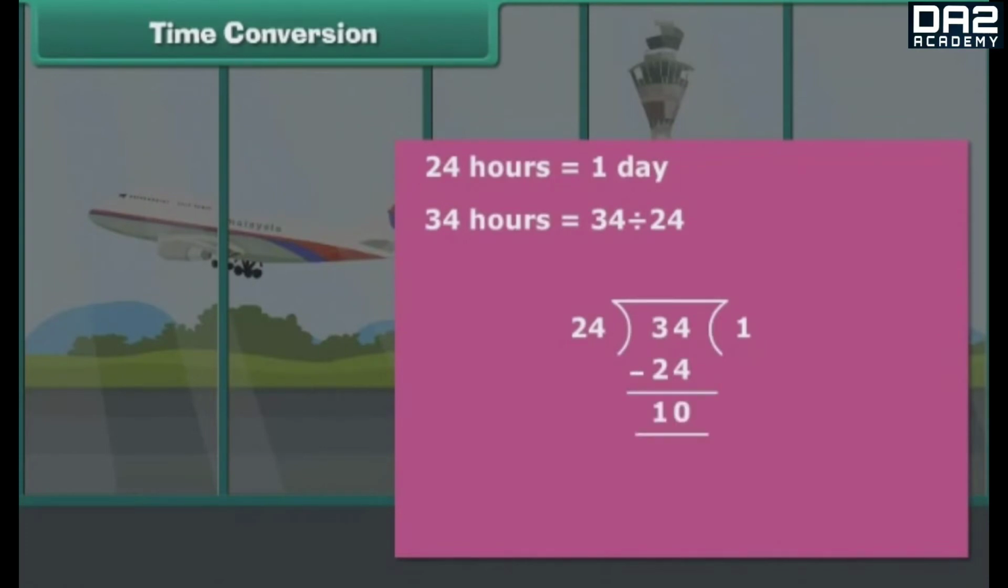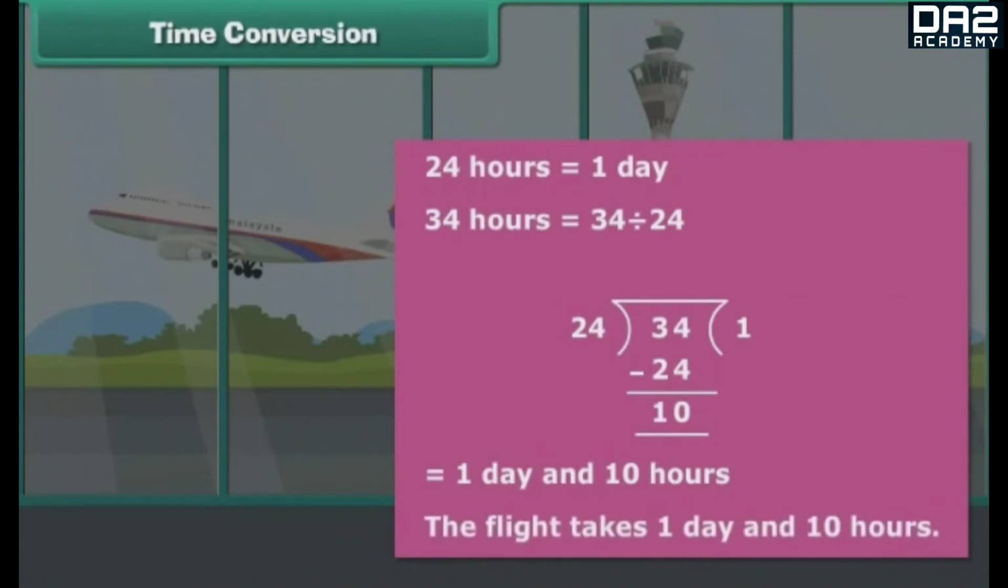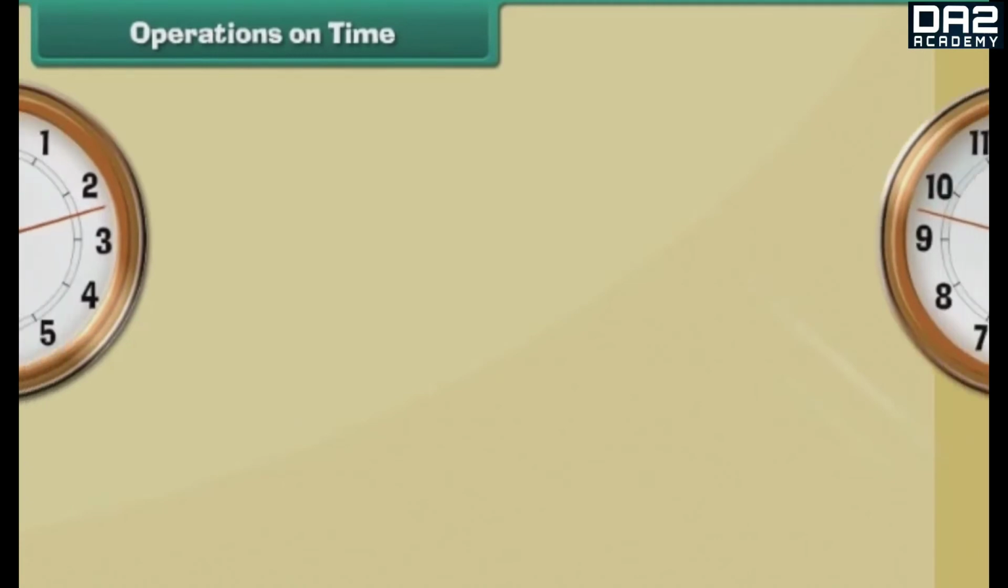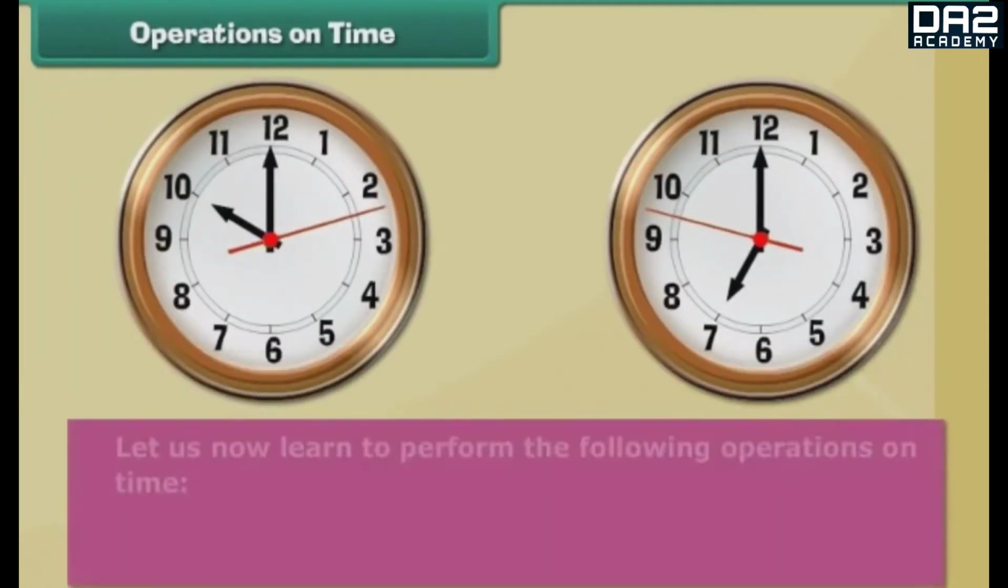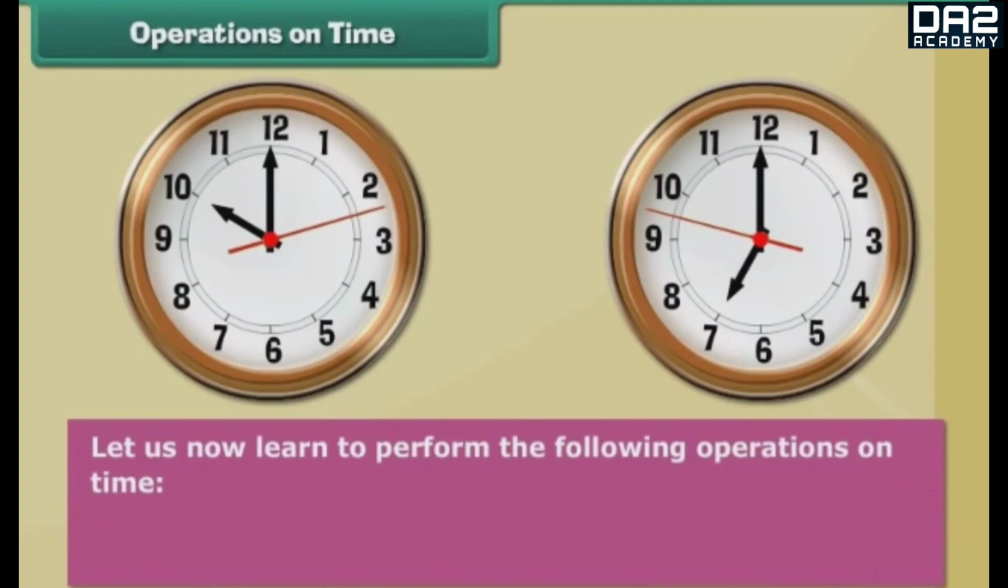There are no more digits left in 34. That brings us to the end of the division operation. 34 divided by 24 is 1 day and 10 hours. Therefore, the flight takes 1 day and 10 hours. Operations on time. Let us now learn to perform the following operations on time. Addition, subtraction. Addition. Let us understand how to add 2 times.